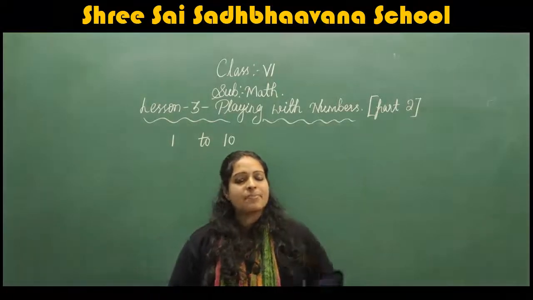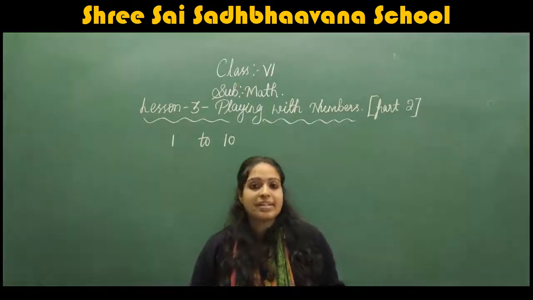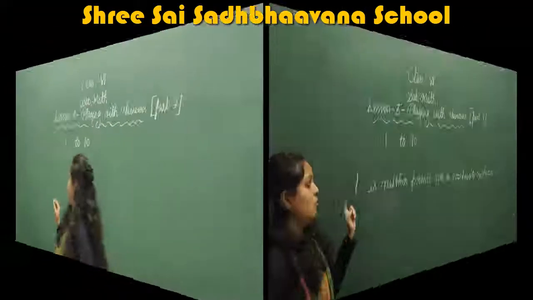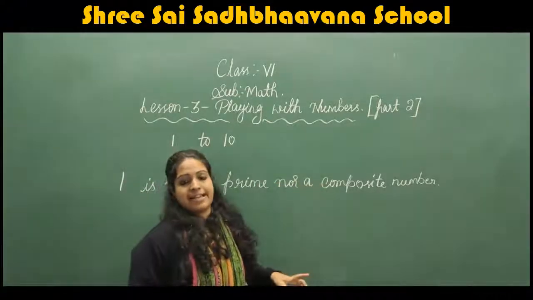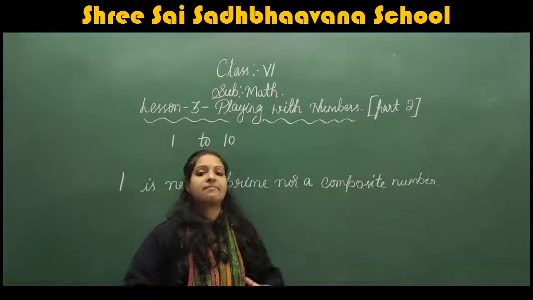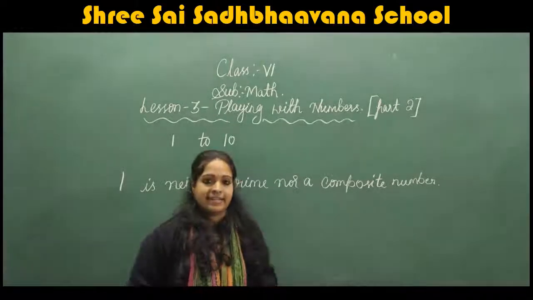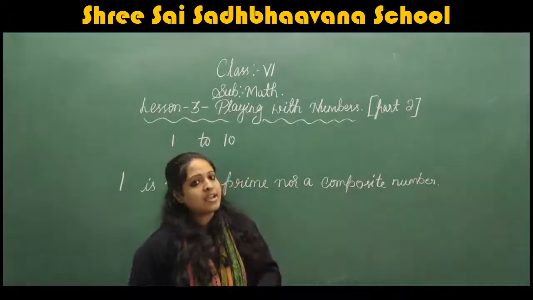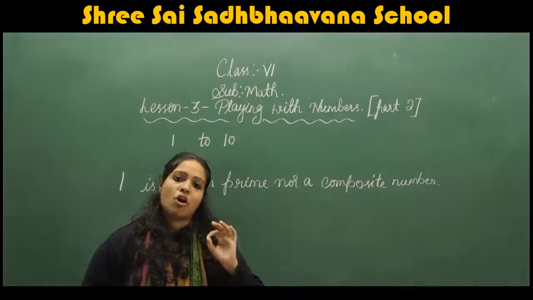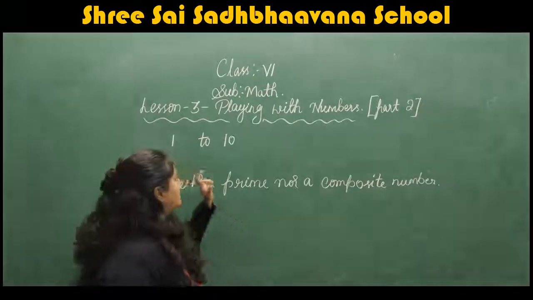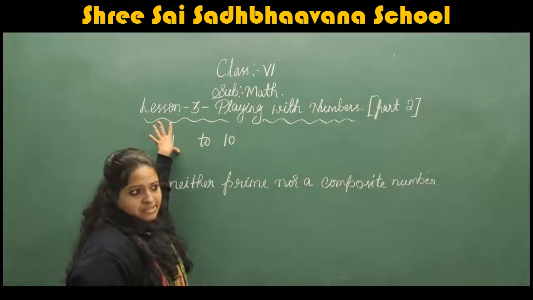No, 1 is not a prime number, and it is not a composite number either. So 1 is neither prime nor composite. It won't belong to any category. Understood now? 1 is neither a prime number nor a composite number, so we cannot consider 1 as a prime number or as a composite number.